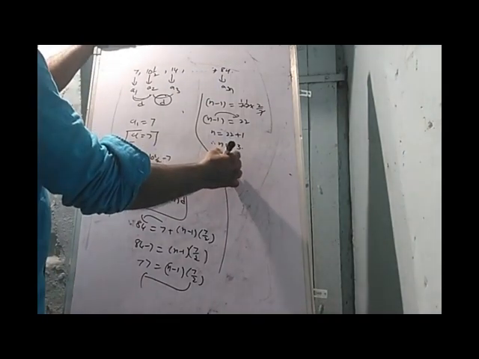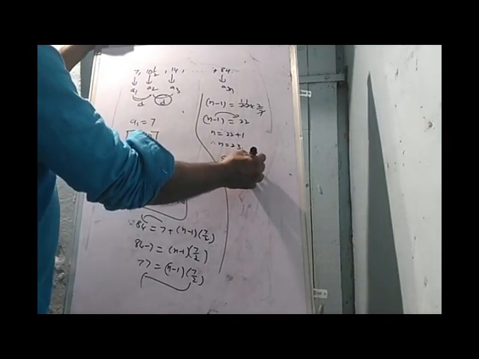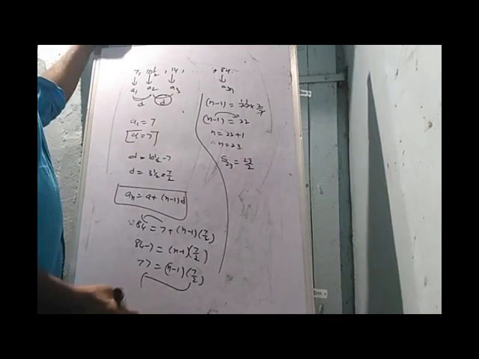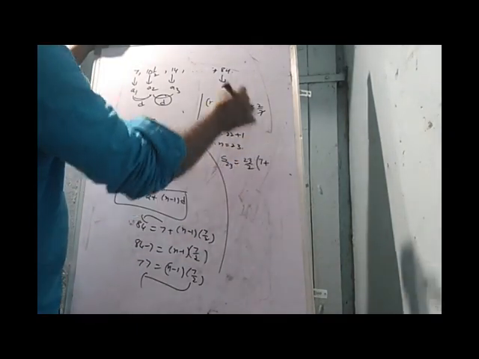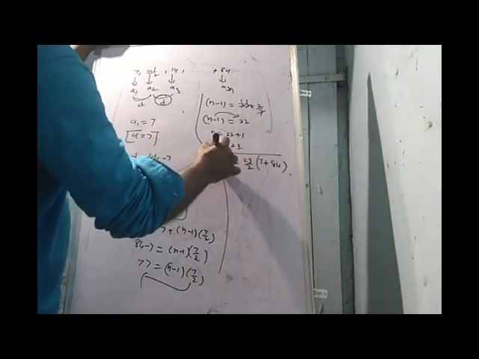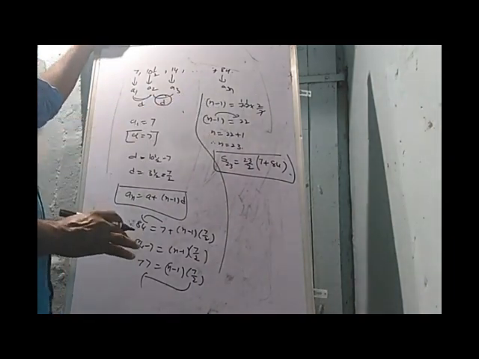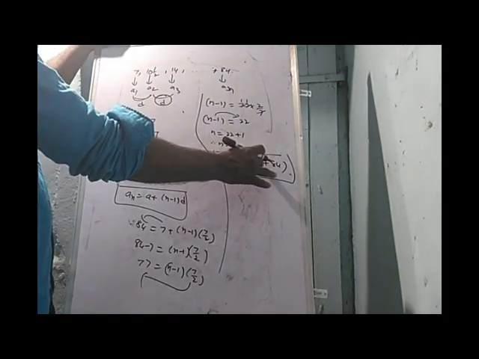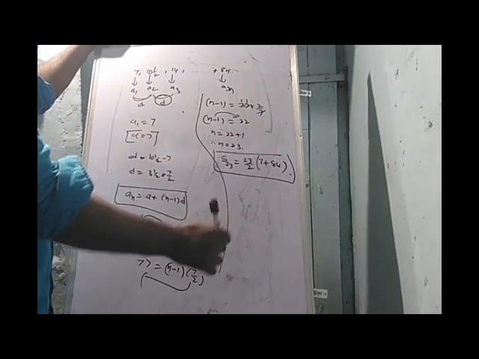We find the sum of all these terms. What is that? S23 equals 23 by 2, and we know the first and last terms. 7 plus, what is the last term? 84. When you know the first and last term, we apply this formula, n by 2 of (a plus l). We can add the first and last terms and multiply with 23 by 2.